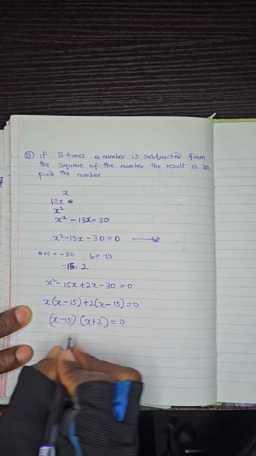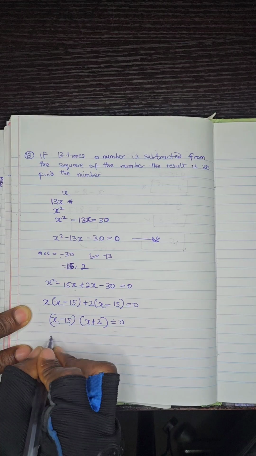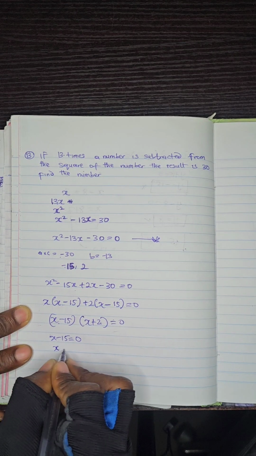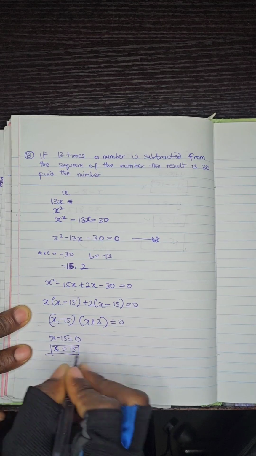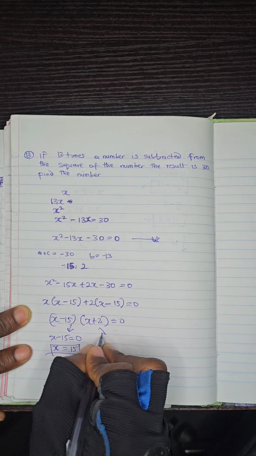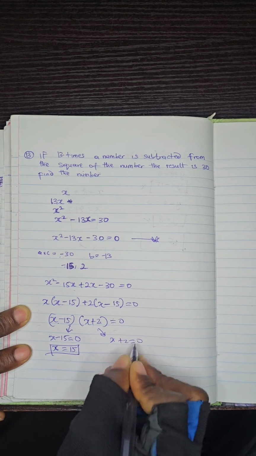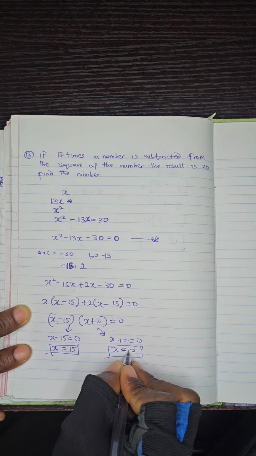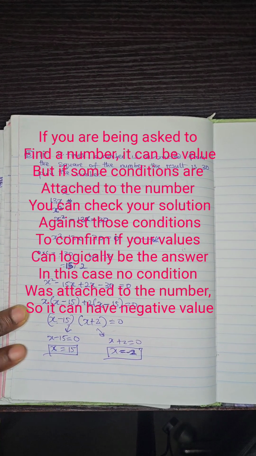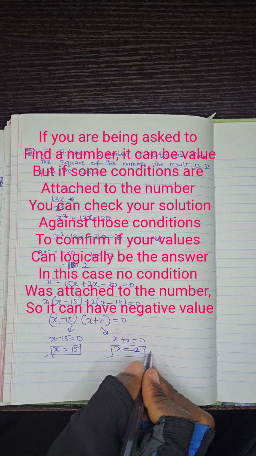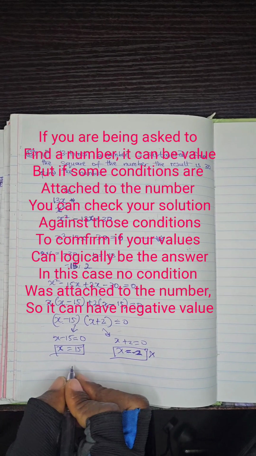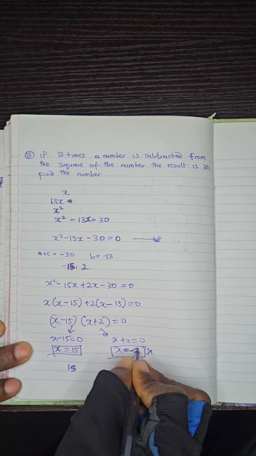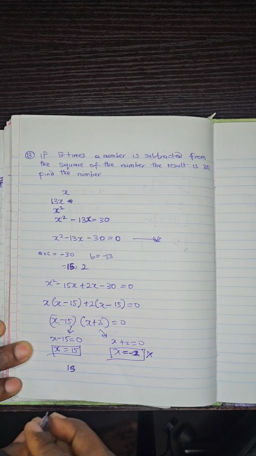So either this or that is 0. Solving for this, you have x minus 15 is 0. x is now 15, the first solution. Solving for this, you have x plus 2 is 0. x is minus 2. There's a negative here, minus 2. Remember, because we are dealing with a digit number, negative is not allowed. So the number is 15. So the two solutions are minus 2 and 15.